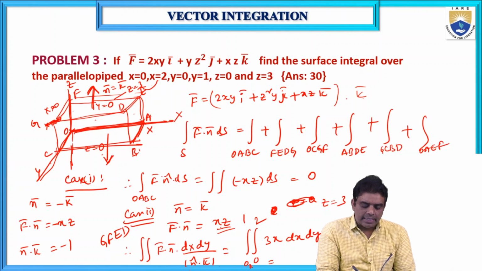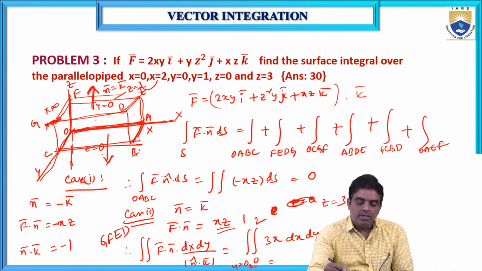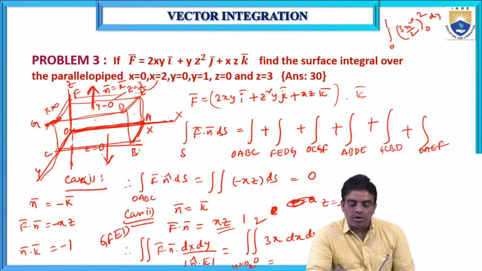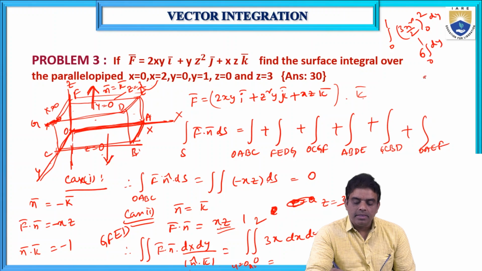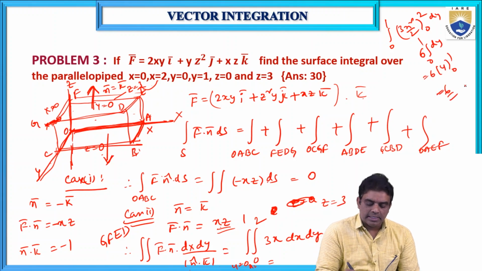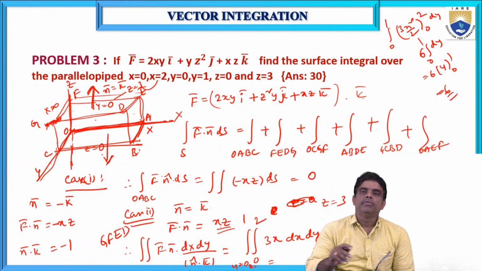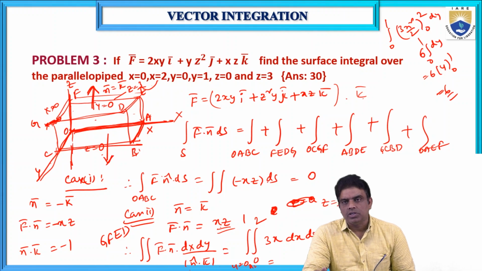So what is the integration, x 0 to 2, y 0 to 1? Integrating, you will get integral 0 to 1 of 3x square by 2 between 0 and 2 dy. So 2 square is 4, 4 times 3 by 2 means 6. Integral 0 to 1 of 6 dy is 6y between 0 and 1, that is equal to 6. This is one of the surface integral values. Similarly, we find the other surfaces also.